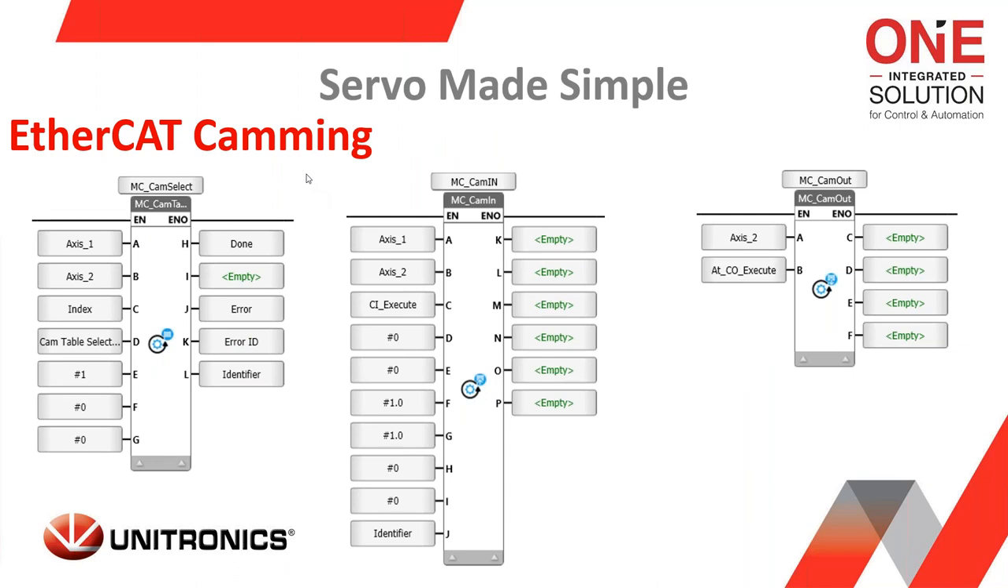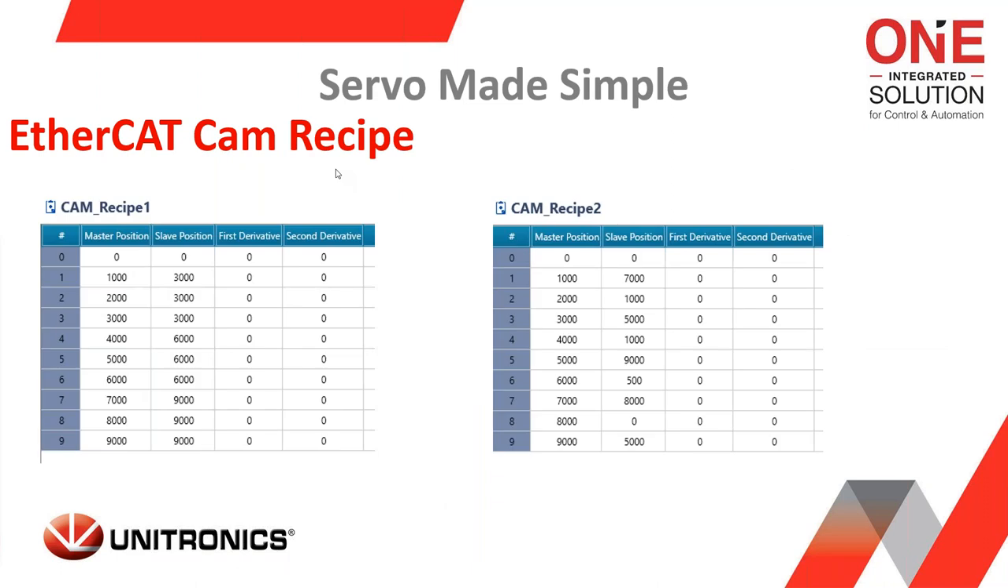Next up is our camming function blocks. You can develop two axes and then cam them using cam tables. You can have multiple camming recipes to adequately provide camming functions for up to four axes in the EtherCAT software. Here's an example of two cam recipes. So you have your master position, your slave position, and then any correction that's needed. And you can have multiple steps within that cam recipe.